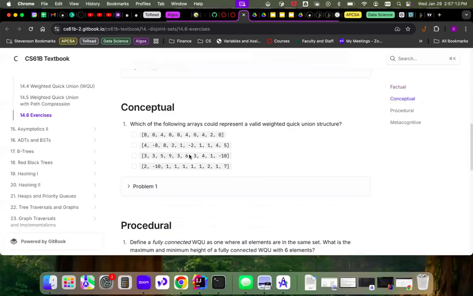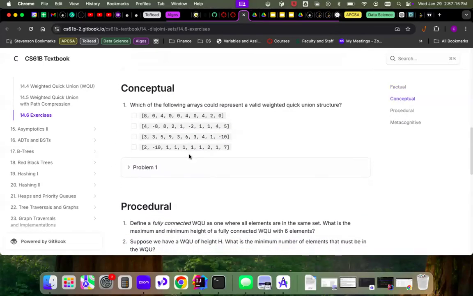Let's do conceptual. I don't know that I'm really ever going to give you one of these questions. Which of the following arrays could represent a valid weighted quick union structure? These are kind of ugly. And first of all, what does it mean that it's a valid weighted quick union structure? Well, we're not even looking at height. You've got to think about where these point. So what does this one mean, first of all?